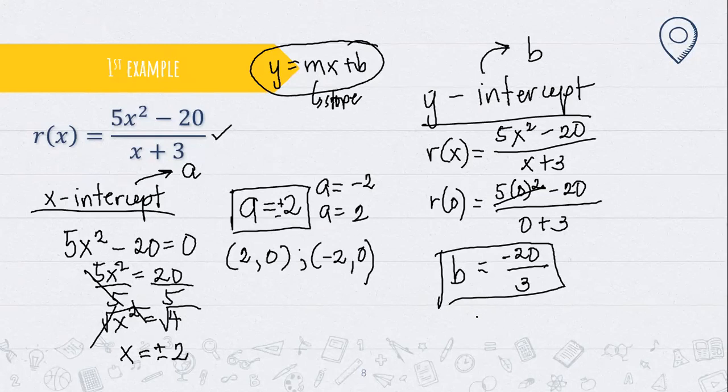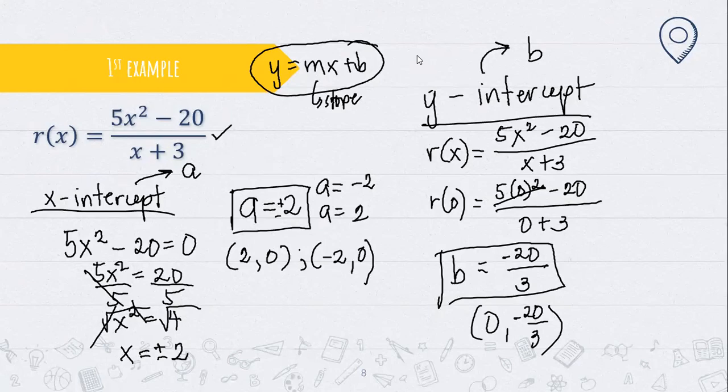Ayan. Ibig sabihin, class, yung ating graph ay tatama sa 0, negative 20 over 3. Ayan siya, class. May question pa? None, sir. Okay. Ngayon, class, titignan natin sa graph. Di na kayo mag-graph by the way, class ha. Huwag kayo mag-alala. Ipapakita ko lang kung paano nakikita si x-intercept and y-intercept.